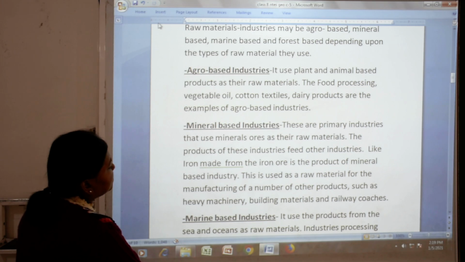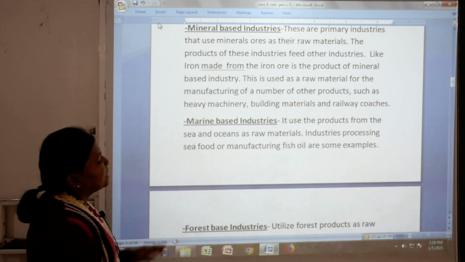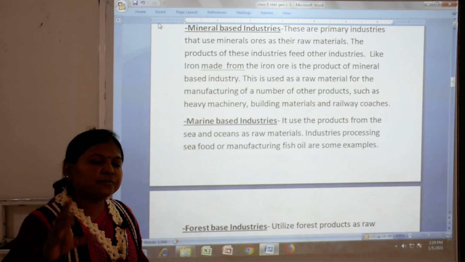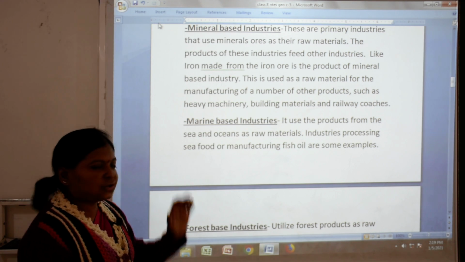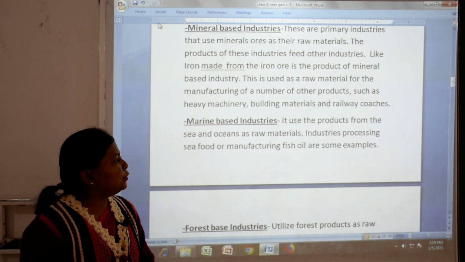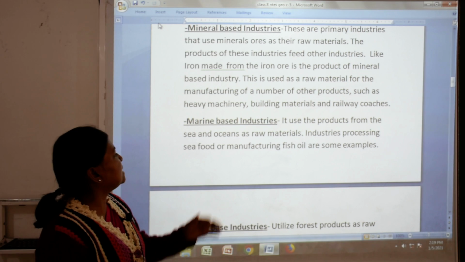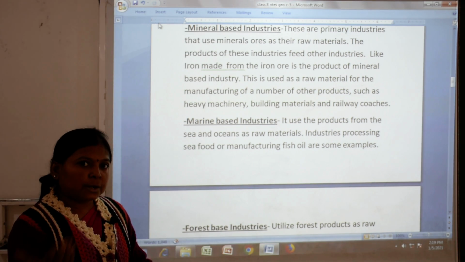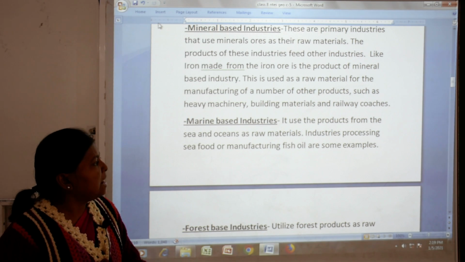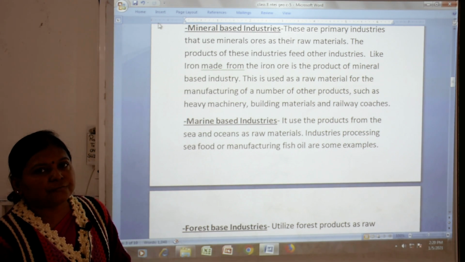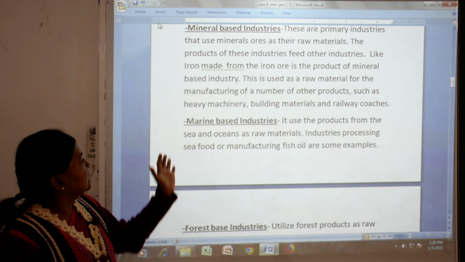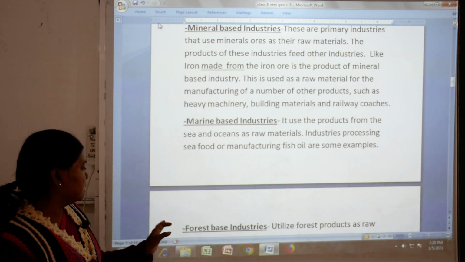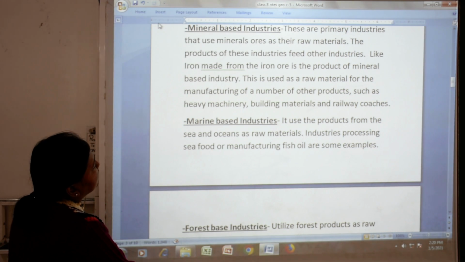The next one is marine based industries. Marine based industries use the products we get from the sea and ocean as raw material. Industries processing seafood, and manufacturing fish oil, are some examples of these marine based industries.